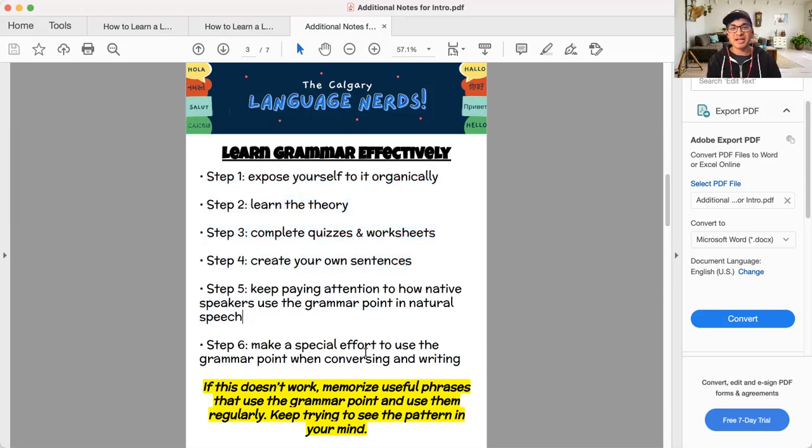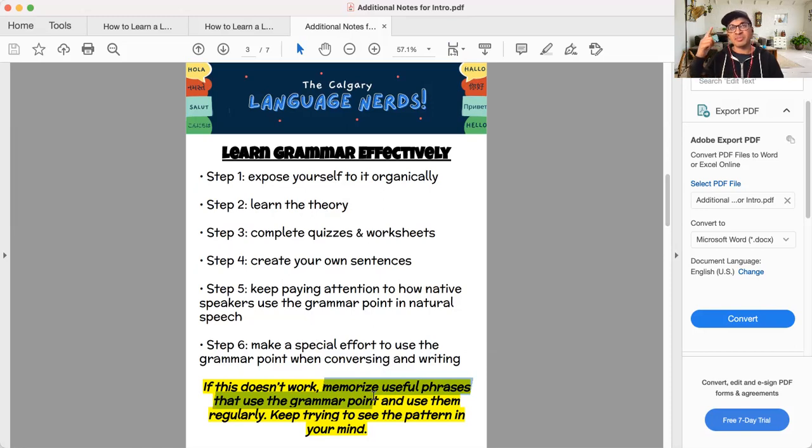And step 6, make a special effort to use the grammar point when conversing and writing. Conversing as in talking to people, for example, in the speaking exercises of this course, there's lots of them, or in the writing exercises, or heck, in any other programs you're using to learn whatever language you're trying to learn. If this doesn't work, because sometimes you're going to encounter grammar points that are so weird and so complex that even after doing these 6 steps, you're still not going to fully have it in your head, what I want you to do is memorize useful phrases that use the grammar point, that you can use regularly, and use them regularly. Continuously, slowly but surely add more phrases that use that grammar point and use them regularly.